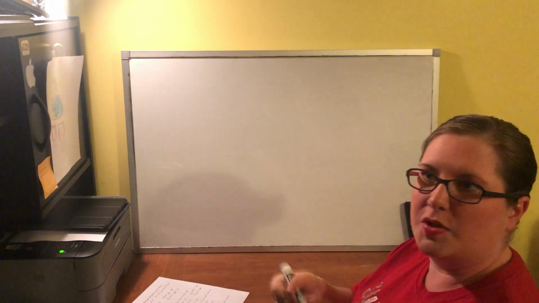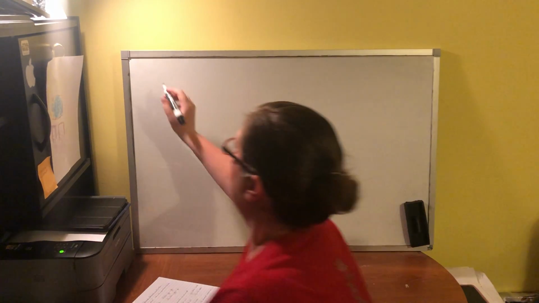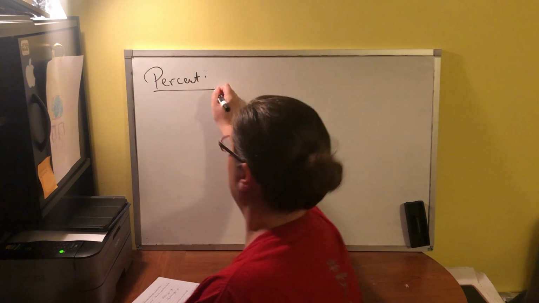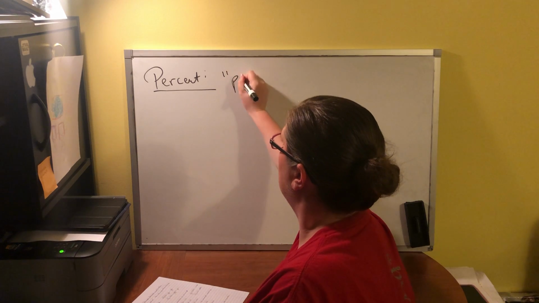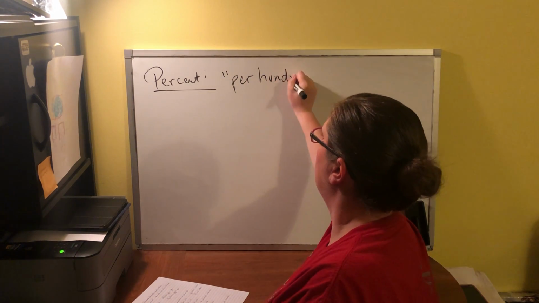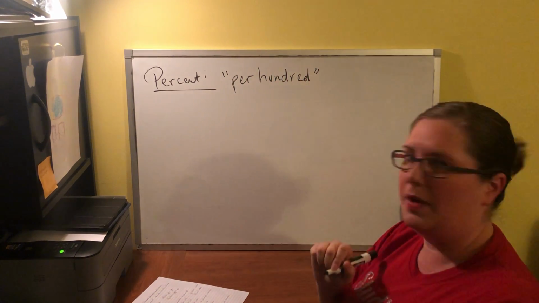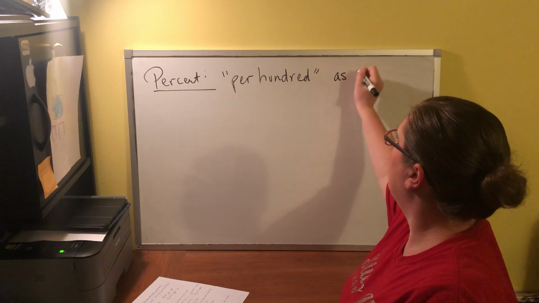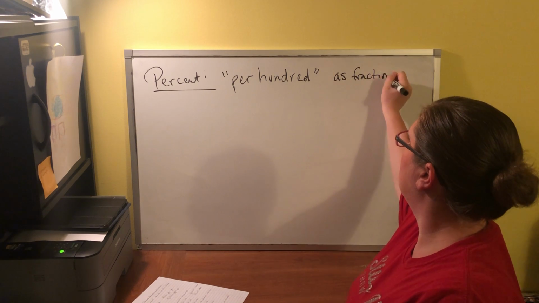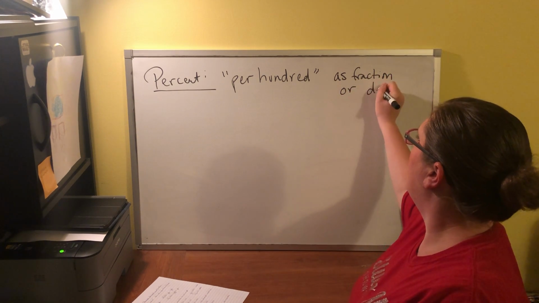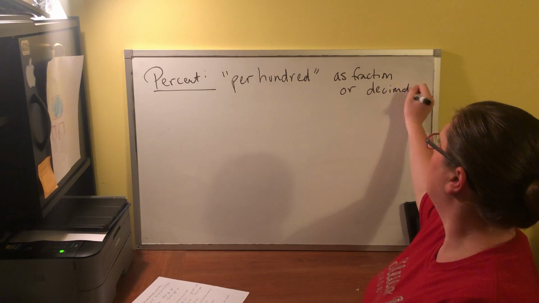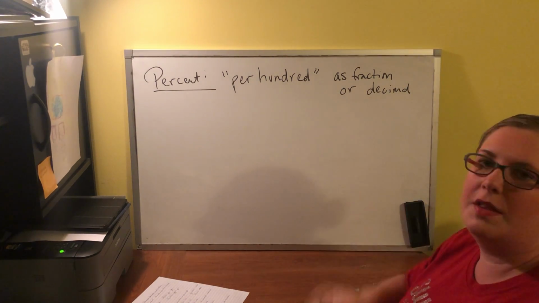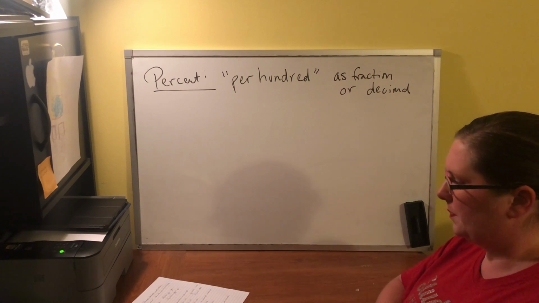So we need to talk about what a percent is. A percent means per 100, okay? Per 100. And you can write a percentage as a fraction or as a decimal, okay? So percentages mean per 100, and we can write them as a fraction or a decimal.